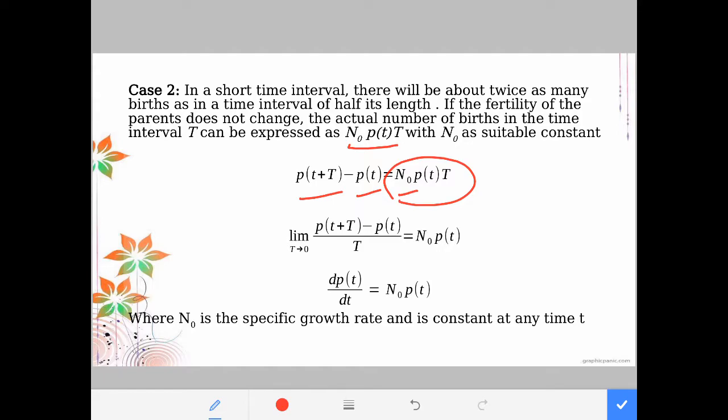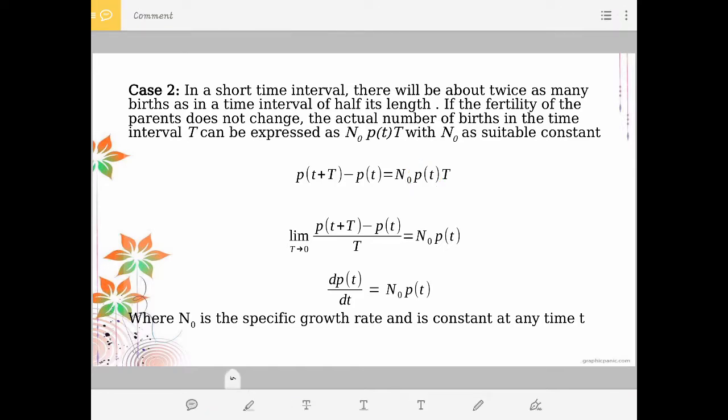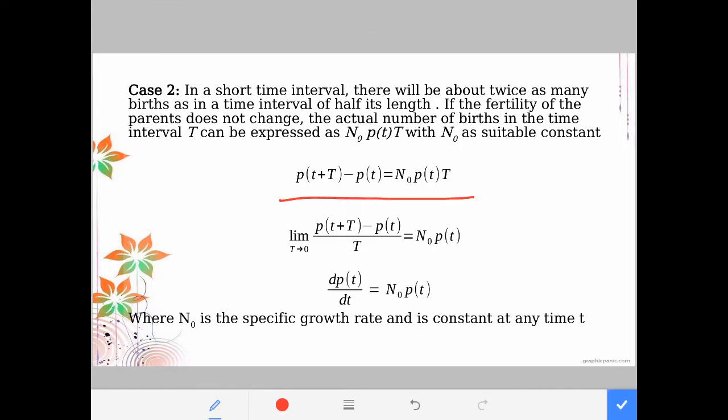In case 1, N is a function, it's not a constant. So now this is a simplification of case 1. At a very short time interval T, we just look at the number of parents, and the number of parents is basically the initial population, so it becomes N0PT. So you have a constant N0 times the initial population before the time interval, times the time interval. So this is now our definition. And now we just divide it by T, and then we get the definition of a limit.